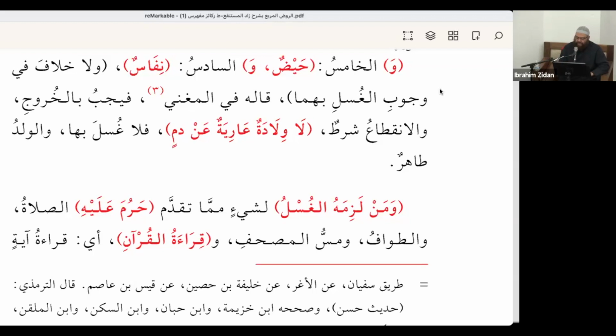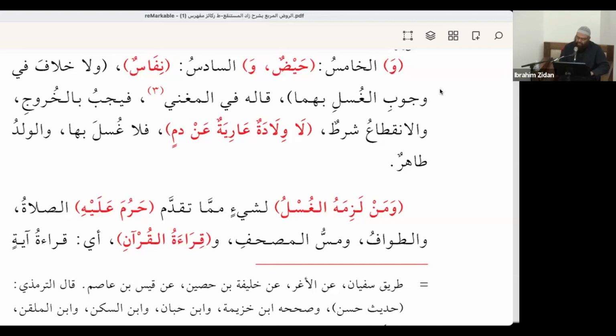What's forbidden for him? حرم عليه, it's forbidden for him. الصلاة والطواف ومس المصحف. الصلاة is forbidden. الطواف is forbidden around the Kaaba. مس المصحف, touching the mushaf, is forbidden. And when you look at these things, this is the same thing with the wudu. If someone doesn't have wudu, then he cannot make salah, he cannot make tawaf, he cannot touch the mushaf. So that means what's حرم عليه here is because of what? Because of نواقض الوضوء? Yes. It's because of the نواقض of الوضوء. So الصلاة والطواف ومس المصحف.